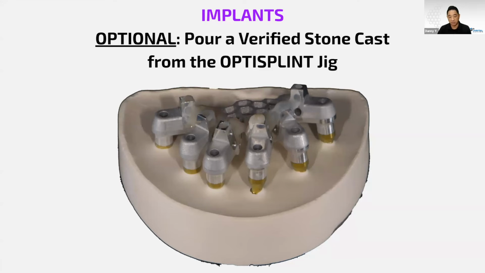Having a verified stone cast from the OptiSplint jig, which is a different record from the digital record of the scan of the OptiSplint jig, once this is actually poured into stone, you can use it to cement tie bases into a temporary or final prosthesis. You can use it to cure your print. Let's say you printed a temporary or prosthesis or a try-in, and you printed it directly to the MUA without the use of tie bases. You could, coming straight out of the print after you've cleaned it, screw it onto this verified stone cast and cure it in your curing oven.